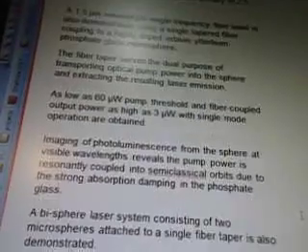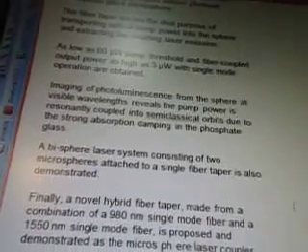emission. As low as 60 UW pump threshold in fiber coupled output power as high as 3 UW with single mode operations are obtained. Imaging of photoluminescence from the sphere at visible wavelengths reveals the pump power is resonantly coupled into semi-classical orbits due to the strong absorption damping in the phosphate glass. A bisphere laser system consisting of 2 microspheres attached to a single fiber taper is also demonstrated.